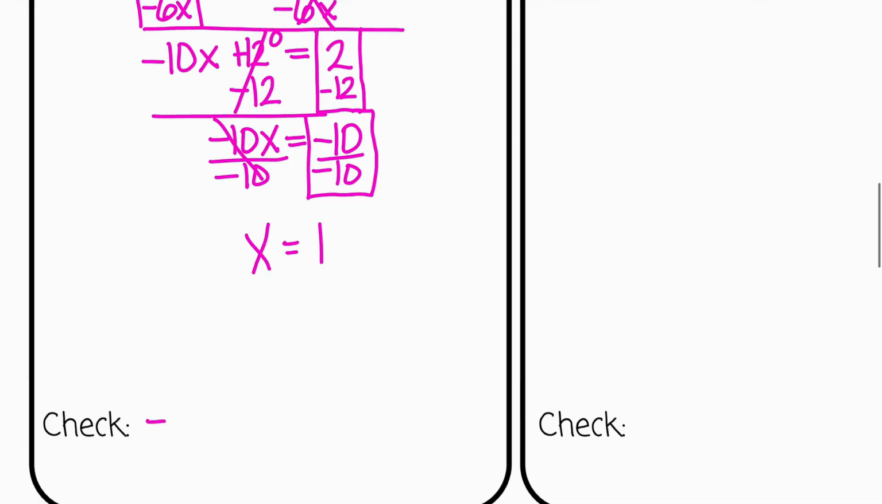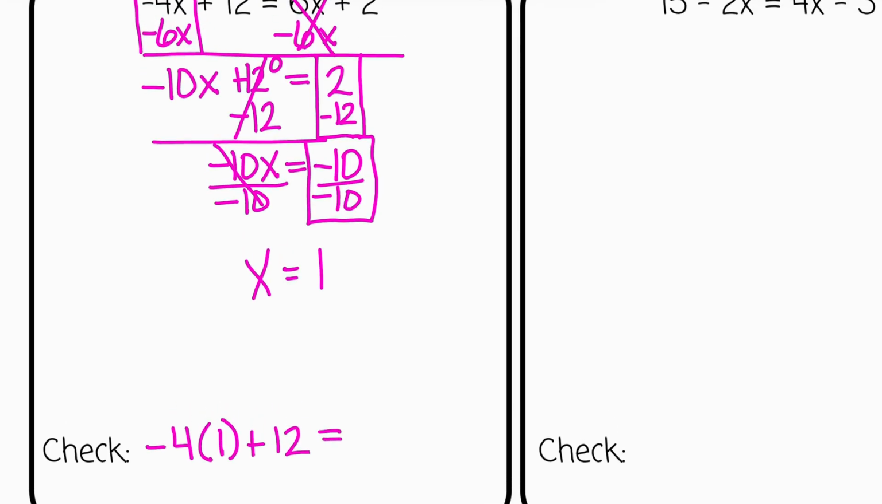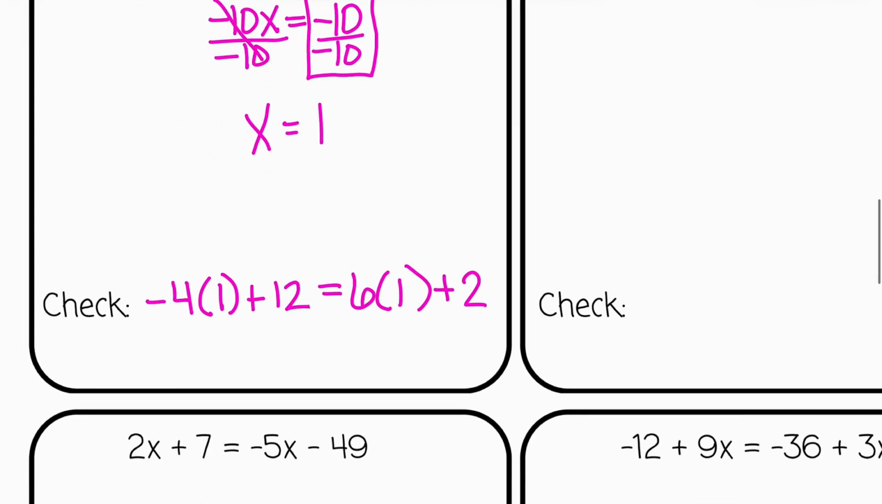Okay, we can always go back and check our work. Start with your original problem. Plug in what you got for x. And I just always put that in parentheses so I know that means to multiply. So negative 4 times 1 is negative 4. And negative 4 plus 12 gives me 8. Other side, 6 times 1 is 6. 6 plus 2 gives me 8. So since those are equal, I know I got it right.